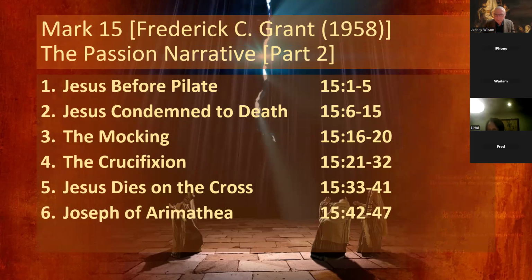But the first outline comes from the middle of the 20th century, Frederick Grant in the Interpreter's Bible. And he just makes it a simple 6 point breakdown of this day of the crucifixion, with 15, 1 to 5 being Jesus before Pilate. But as we're going to see, it's actually more than that even. And 6 through 15, Jesus being condemned to death. The mocking that takes place, which could be known as the quote carnival of the king. The crucifixion, with a few problems that may have been bugging people or might be still bugging your students. Jesus' actual death on the cross, and the courageous faith of Joseph of Arimathea.